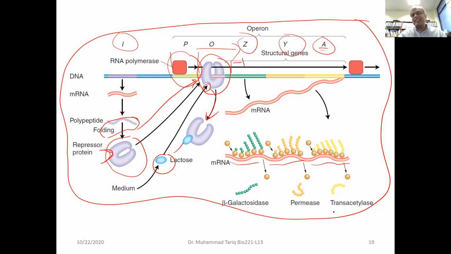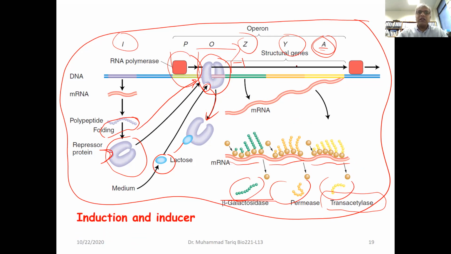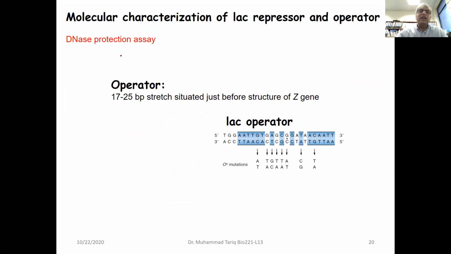I did not want to say acetyl transferase, but it is trans-acetylase. So this is A. So proteins are being made, and then you know, Z is inducible, Y is inducible, A is inducible.